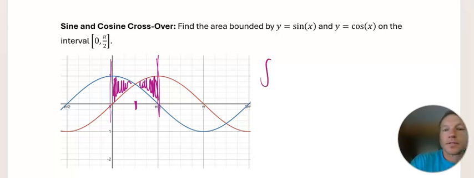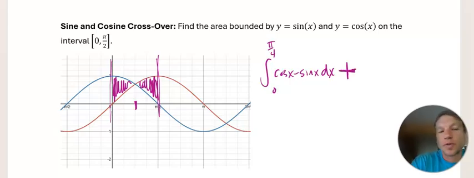0 to pi over 4. And then the cosine curve is on top, right? Cosine 0 is 1. So cosine x minus sine x dx. And then add that to, right? The subtraction comes from the formula for the area between two curves. But I'm just literally adding two areas together, so that's what I'm adding.